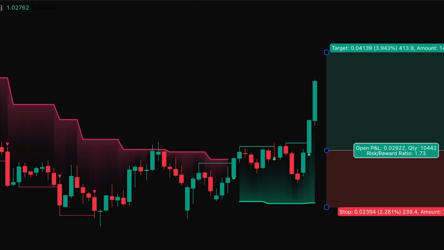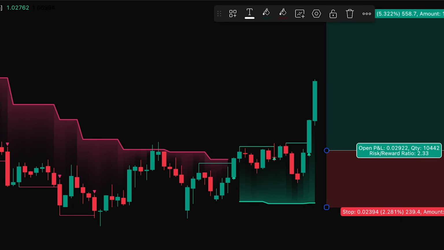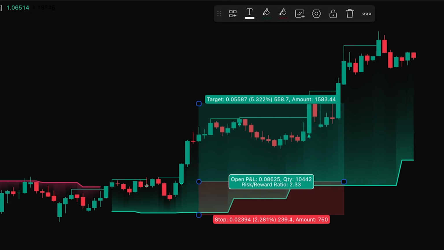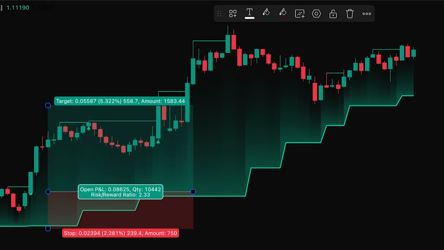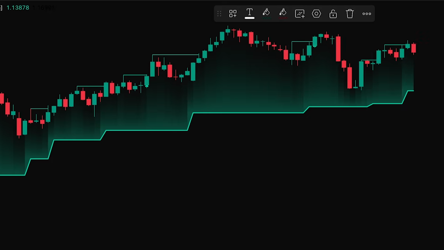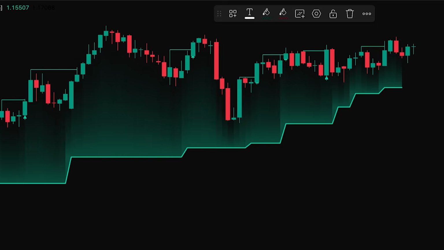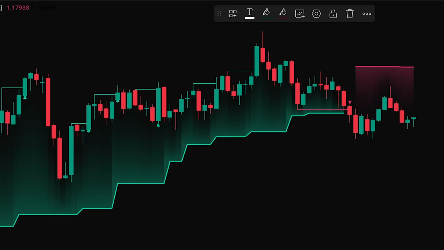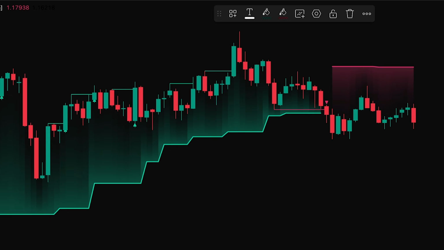Exit when the band flips to the opposite color. That's the trend reversing. Or trail your position using the band as a dynamic support or resistance. Take profit. Use a 1-to-2 risk-reward ratio. Or target the next major support or resistance level from your chart.